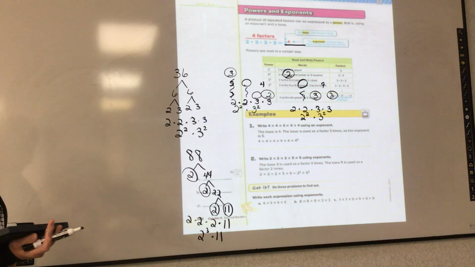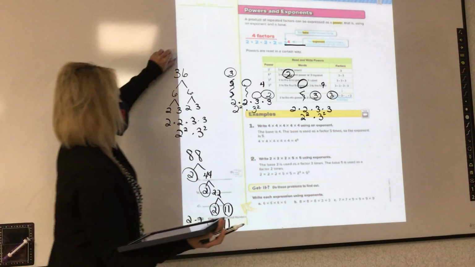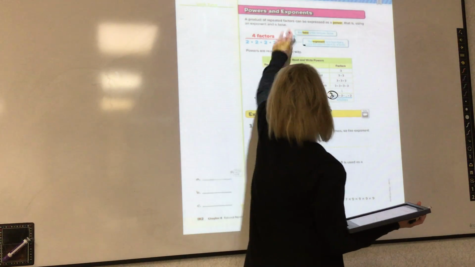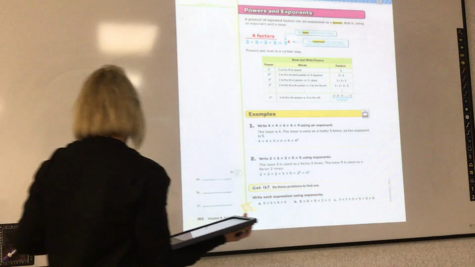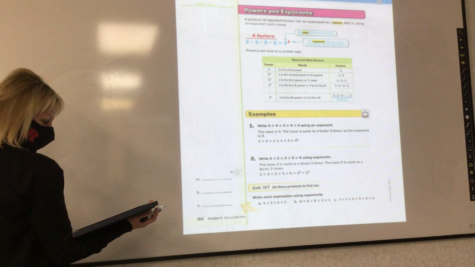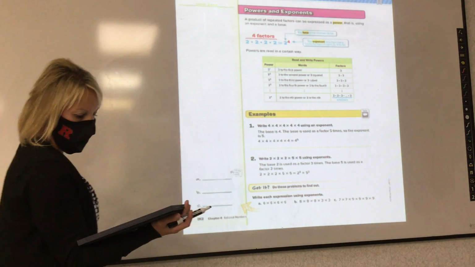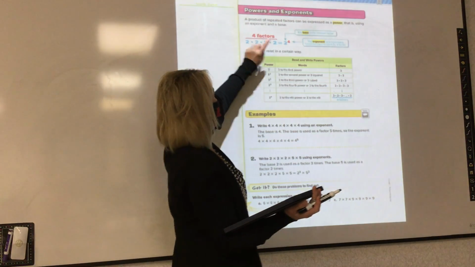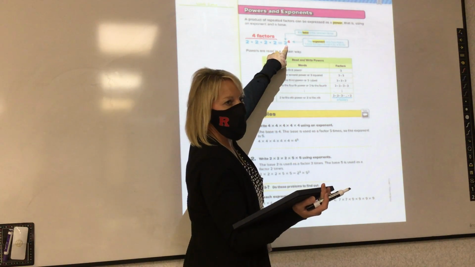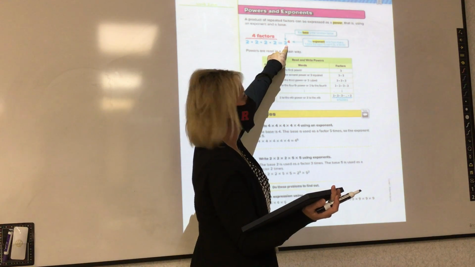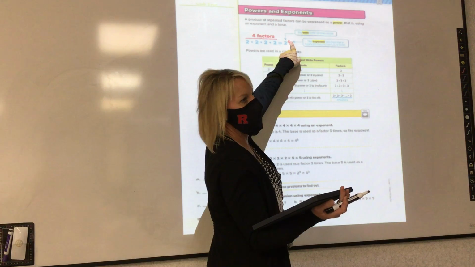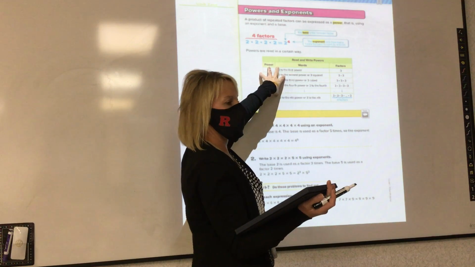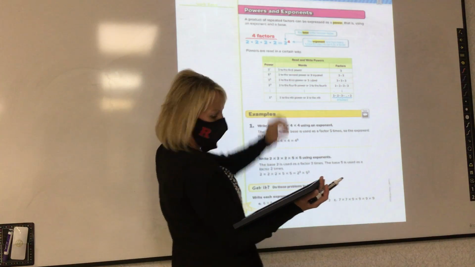Turn the page in your book, please. Be at the top of the next page. It says powers and exponents. A product of repeated factors can be expressed as a power. That is, using an exponent and a base. The base is what you multiply by so many times. The exponent is how many times you multiply this by itself. Let's look at this chart, and this is how you read these numbers.